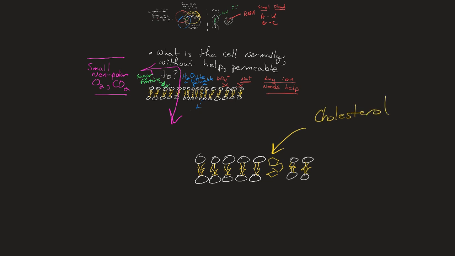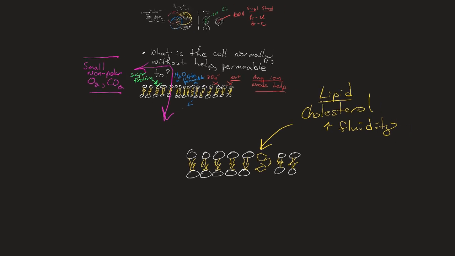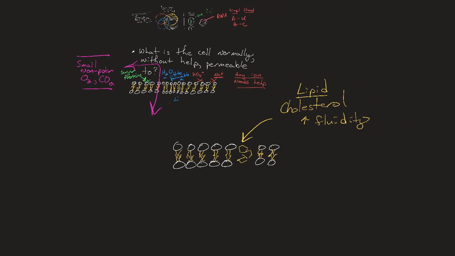So cholesterol is a lipid. It sits in the membranes. It increases fluidity. It keeps the membrane fluid, so it stops the cells from freezing. In the winter, you have more cholesterol in your membranes than you do in the summer. So it helps stabilize. In general, cholesterol stabilizes the membrane.